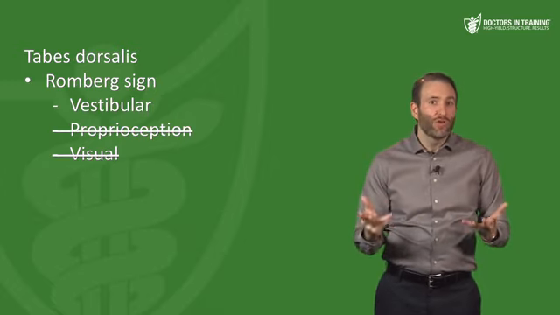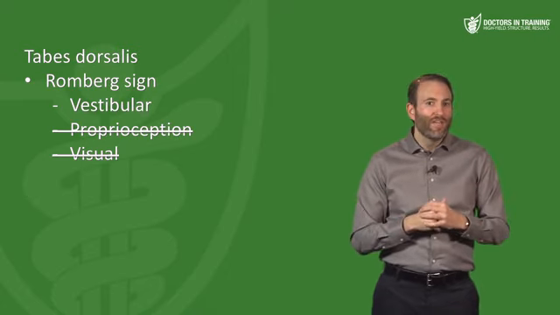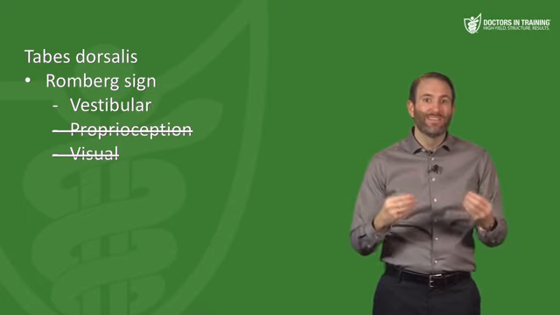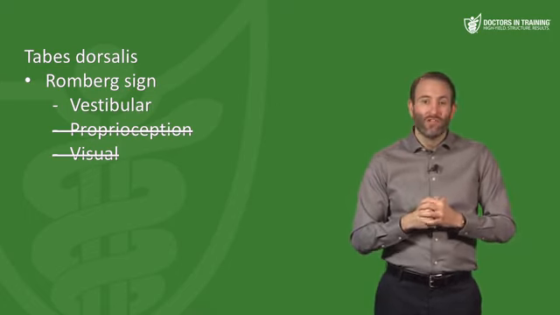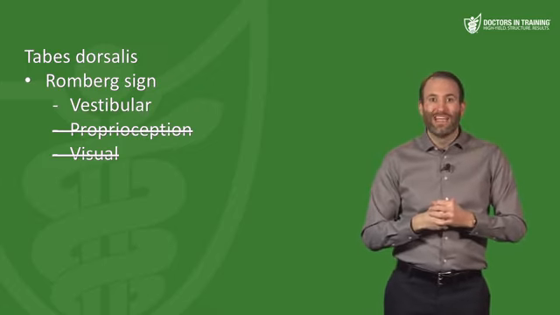In tabes dorsalis, you don't have the proprioceptive information. So an individual with tabes dorsalis won't have proprioception or visual information during that Romberg test. All you have is your vestibular apparatus. But two of these things have to work in order for you to know where your body is in the world. So that's why you fall down with that Romberg sign. So that's what's going on with tabes dorsalis.